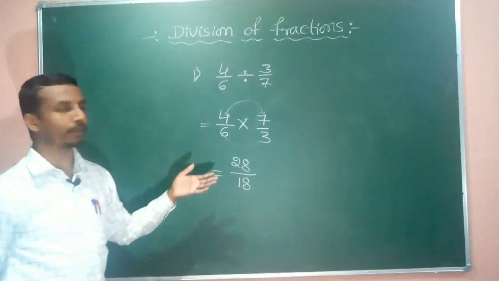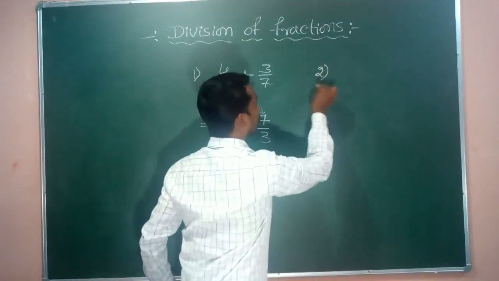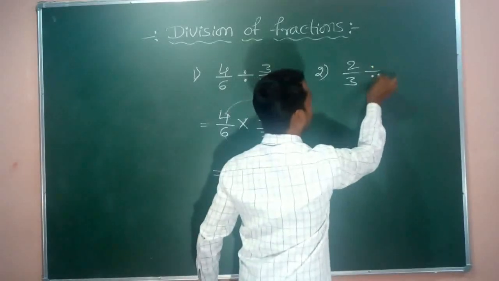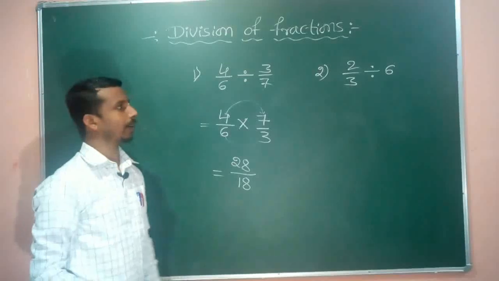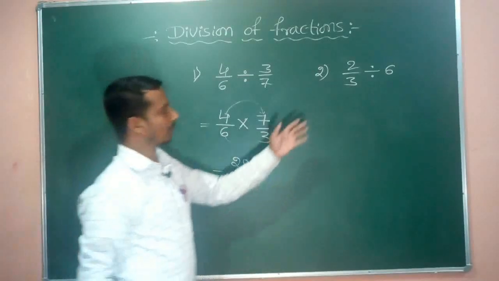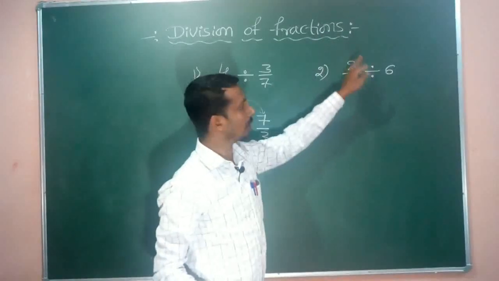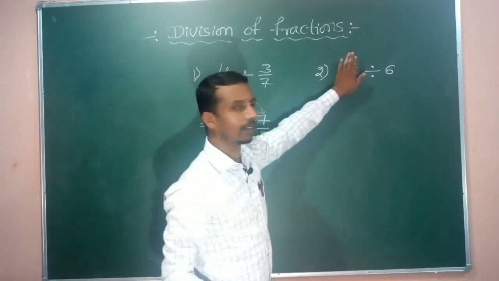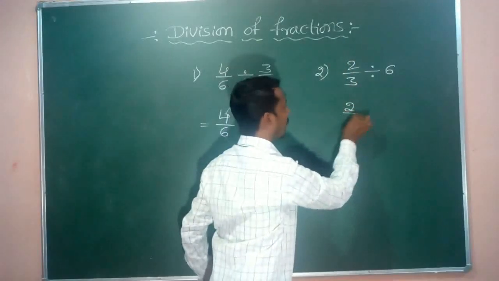Now similarly we have to consider another example, that is 2 by 3 dividing by 6. Here also, which is the first fraction? 2 by 3 is the first fraction, then 6 is the second fraction. Then the first fraction we always write as it is, so it becomes 2 by 3.